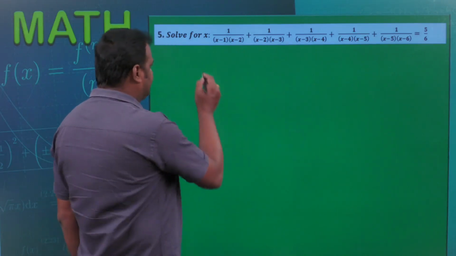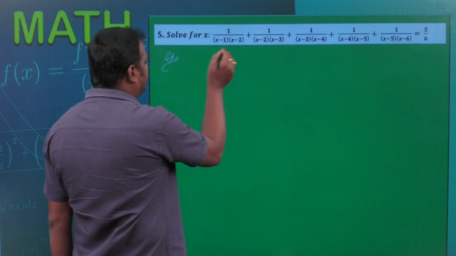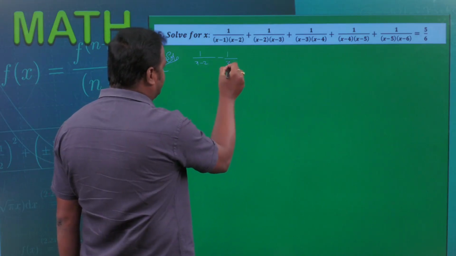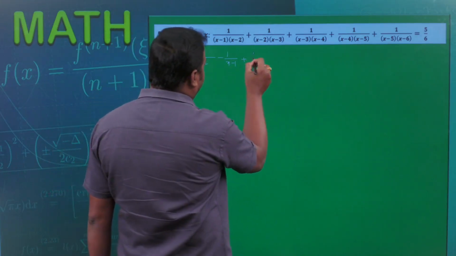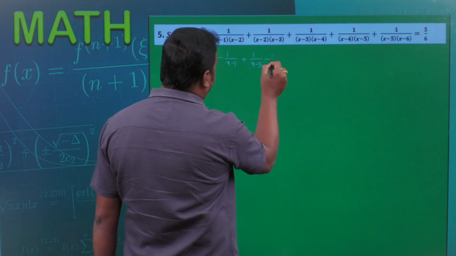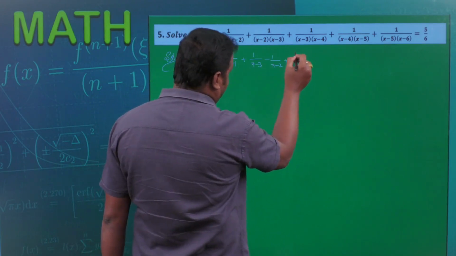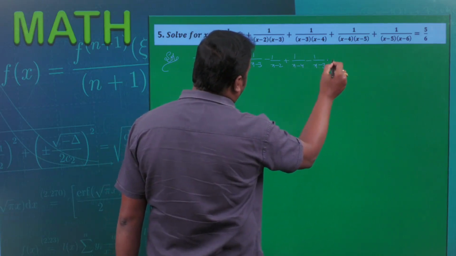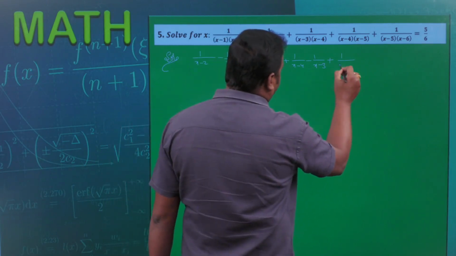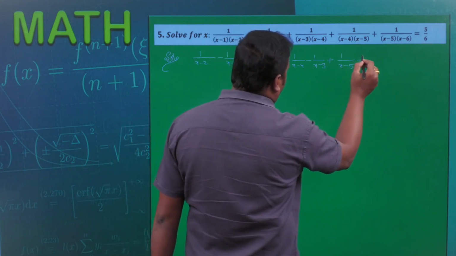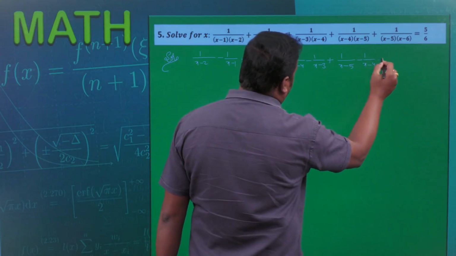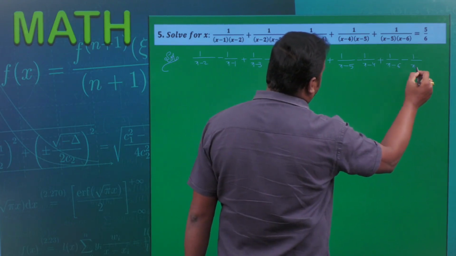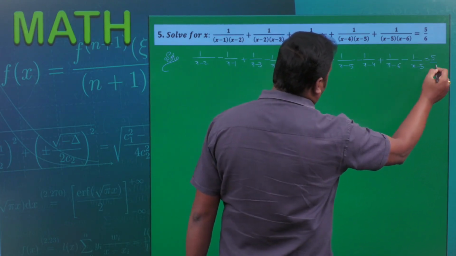Okay? Now let us start. The first term that I am going to write here is 1 by x minus 2 minus 1 by x minus 1. Plus the second one is 1 by x minus 3 minus 1 by x minus 2. Plus the next one is 1 by x minus 4 minus 1 by x minus 3. Plus 1 by x minus 5 minus 1 by x minus 4. Plus the last one is 1 by x minus 6 minus 1 by x minus 5, equal to 5 by 6.